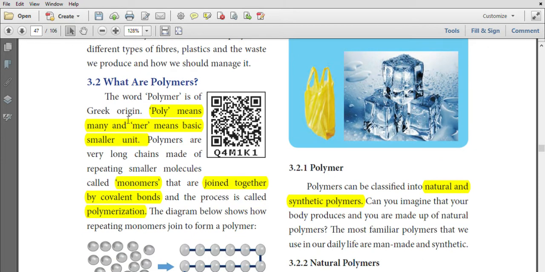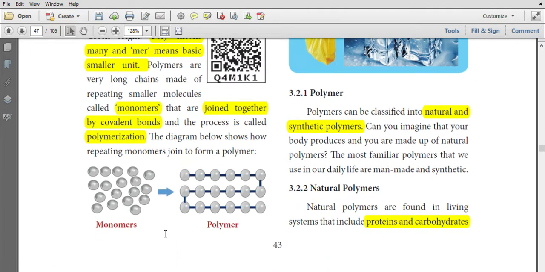Poly means many. Mer means basic small unit. Monomers: the basic unit of a polymer is called a monomer. The monomers are joined together by covalent bonds and form a long chain of polymers. This process is called polymerization. This is the monomers combined as a chain. It is a polymer.